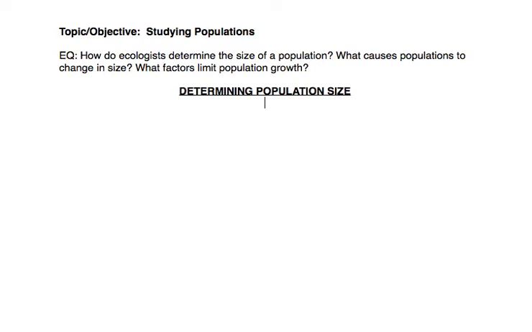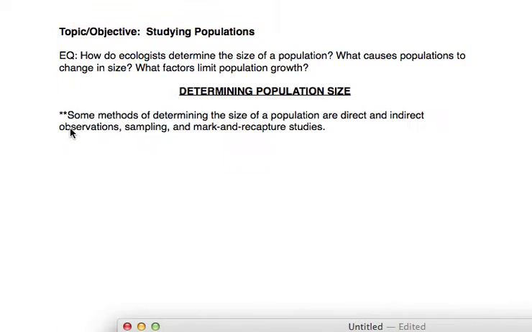Now, our book really just focuses on 4 ways of determining a population size. Please know that there are more ways of determining a population size than just the ones provided by our book. So these are the ones provided by our book. Some methods of determining the size of a population are direct observation, indirect observation, sampling, and mark and recapture studies. So those are the 4 we're going to be focusing on for the purposes of our work today.